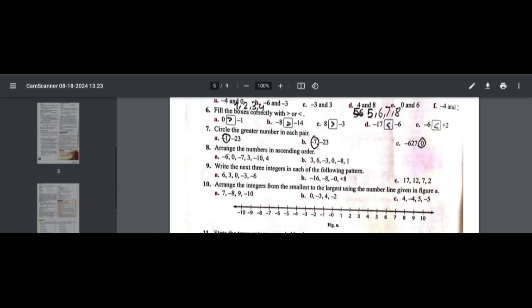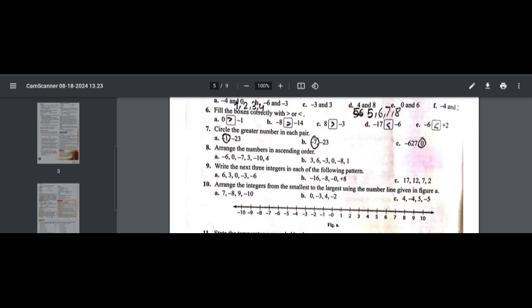We have to continue the exercise. Which exercise? 5A, question number 10. Arrange the integers from the smallest to the largest using the number line given in figure A. So this is figure A. You have to arrange the numbers from the smallest to the largest.